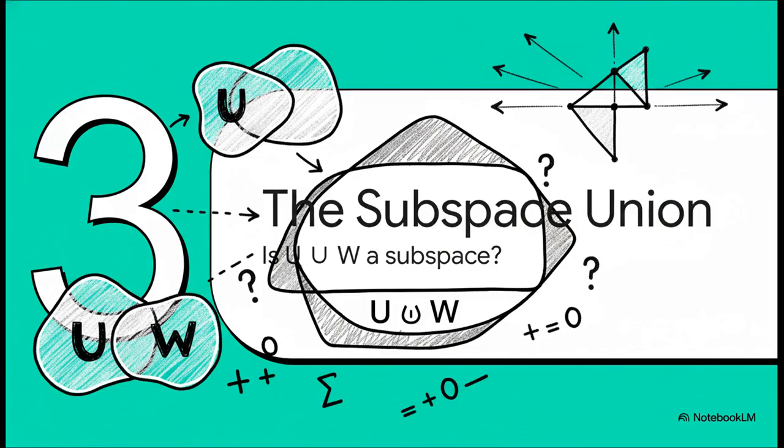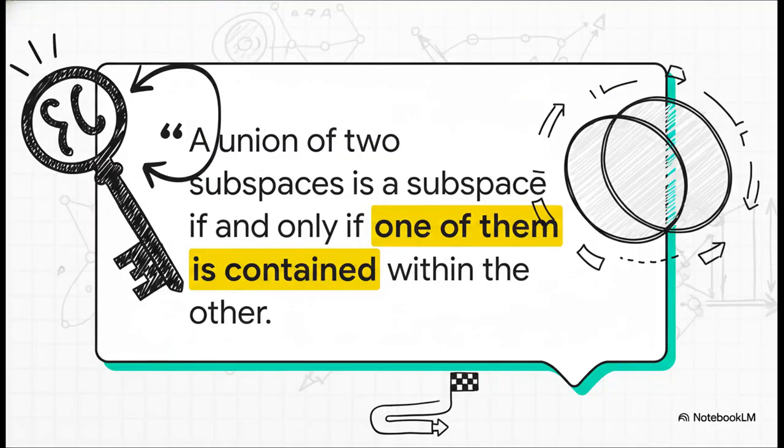Now we can finally tackle the main event, the question we started with. Is the union of U and W a linear subspace? And this right here is the theorem that changes everything. It's an absolute game changer. It says we don't have to go through the whole painful process of checking the subspace axioms on the union. No way. All we have to do is check for something much, much simpler. Is one of these subspaces hiding inside the other one?